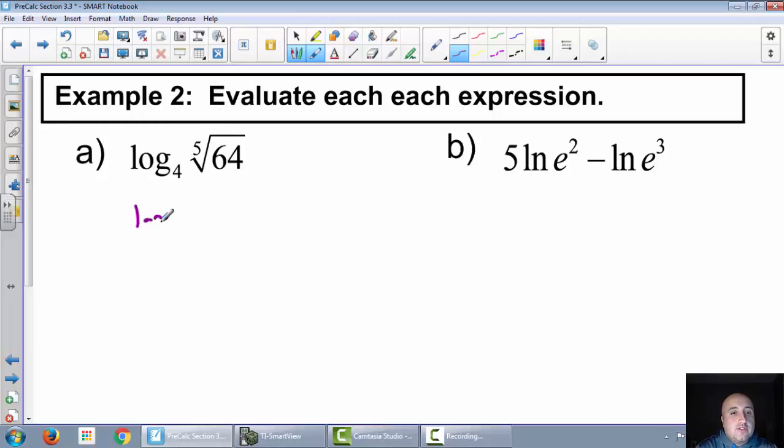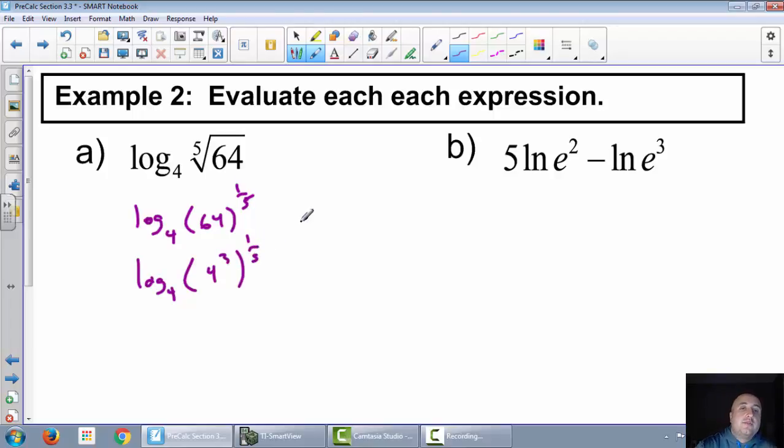So the first thing I'm going to do is turn this fifth root into 64 to the 1/5, because I need to be able to work with these numbers. I can't work with them when they're underneath radicals. So it's 64 to the 1/5. Now, I know a property from the last section that if I have a base 4 and the number next to it is also 4, that will cancel out. So what I'm going to do is turn 64 into 4 to the third power. Turn it into 4 to the third.